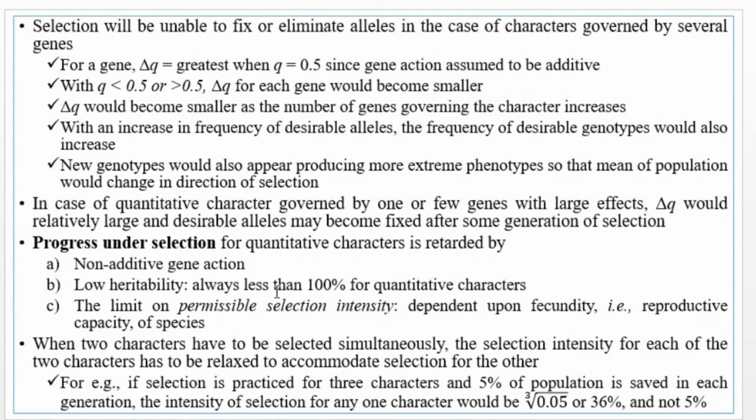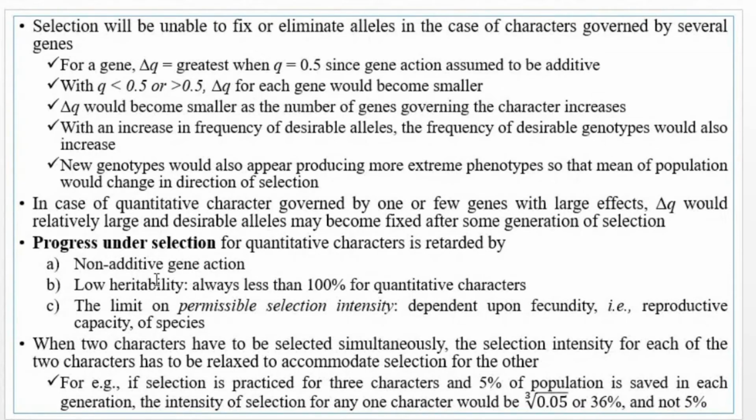The progress under selection for quantitative characters is retarded. There must be some genetic progress, some genetic advancement, but it will be retarded because of non-additive gene action. Not only does additive gene action happen, non-additive gene action also happens, which affects that particular trait. Also, characters do not have a high heritability or 100% of variability.